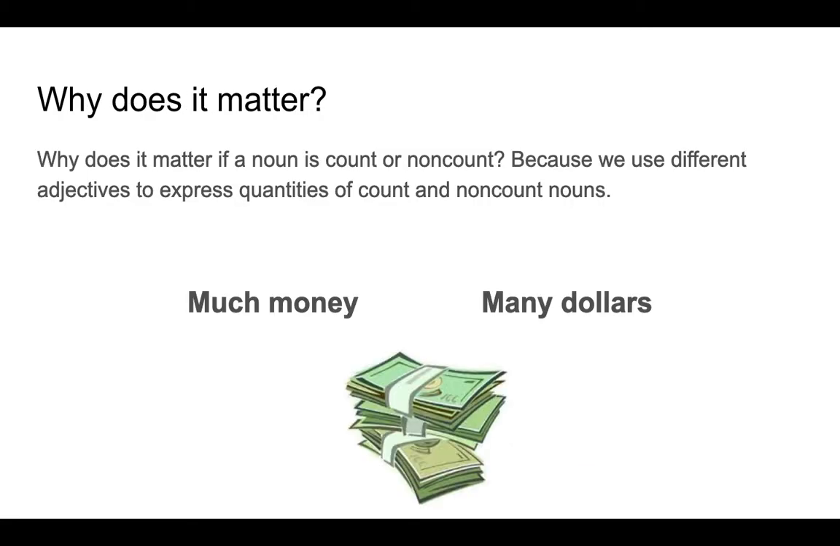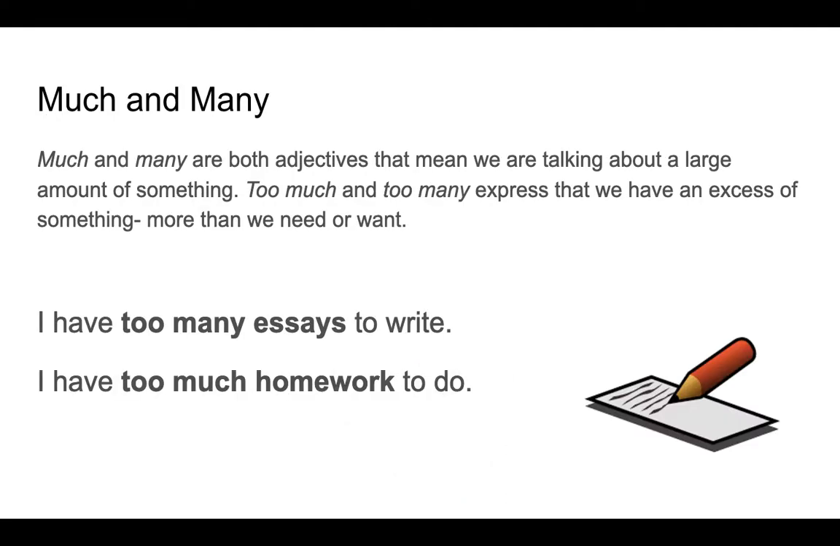But why does it matter if a noun is count or non-count? It matters because we use different adjectives to express quantities of count and non-count nouns. First up, much and many. Much and many are both adjectives that mean we're talking about a large quantity of something. Too much and too many express that we have an excess of something, more than we need or want. I have too many essays to write. I have too much homework to do. So these sentences express similar ideas. This one uses many because we're talking about a count noun. This one uses much because we're talking about a non-count noun.